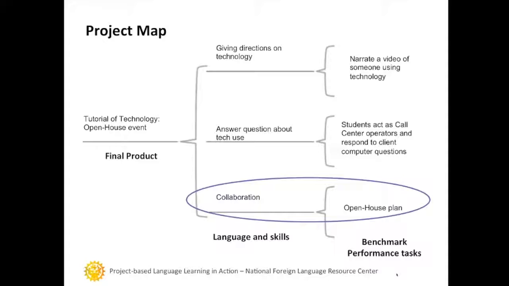The last benchmark listed is the open house plan that assesses the students' collaboration skills. Just like the other language functions and vocabulary, collaboration needs to be explicitly taught and assessed. We can't just expect the students know how to collaborate and give them an assessment on that. We want to explicitly teach it, provide a rubric ahead of time, and continue to check in on their skills.